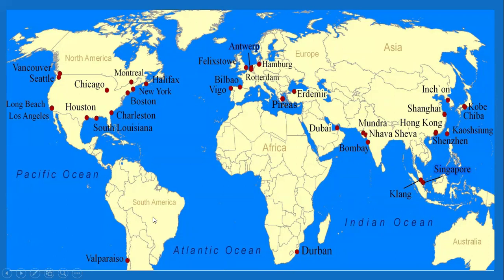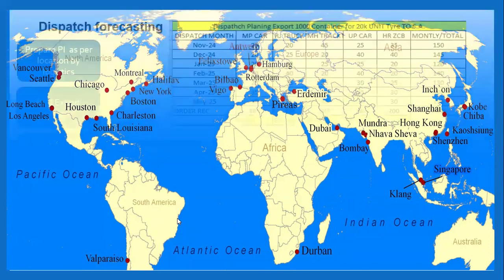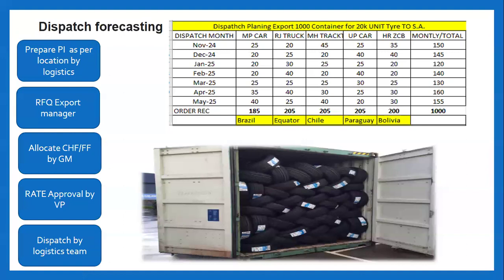Okay, so you can see on the screen this is the planning. As per this planning we need to dispatch. So in November we have to dispatch 150 containers. These 150 containers will go to different locations, like 25 containers to Brazil, 20 containers to Ecuador, 45 containers to Chile, 25 containers for Paraguay, and 35 containers to Bolivia. Okay, so in November we need to complete this order.